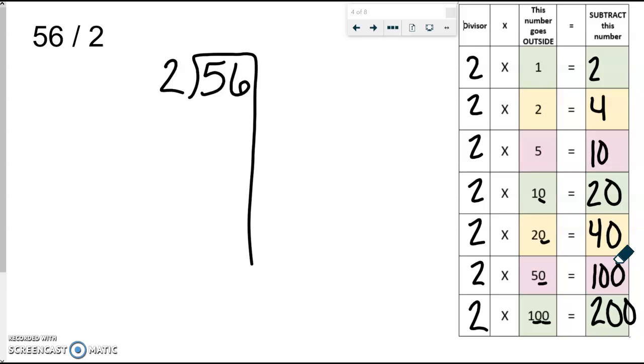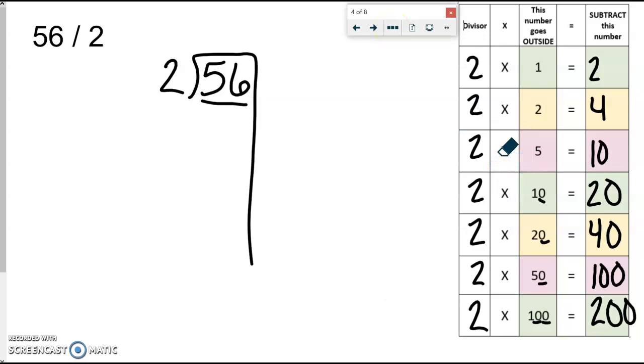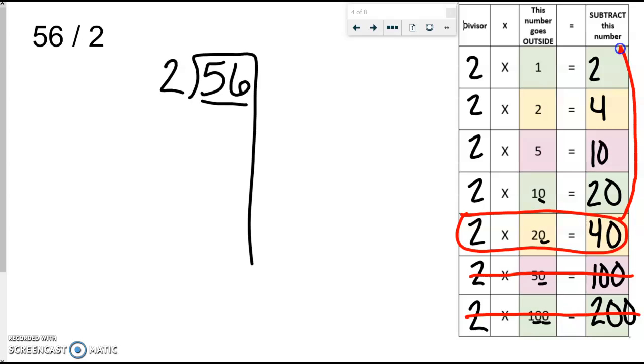Here's how you use this in order to help you solve this problem. Your dividend is 56, so you're looking for a number in your chart in the right-hand column that is as close to 56, but not bigger. So I see a 200 is bigger than 56. 100 is bigger than 56, but 40 is not bigger than 56. So we're going to be using 2 times 20 equals 40. So if I go up to the top of that column, it says subtract this number. So that means I need to be subtracting 40 from 56.